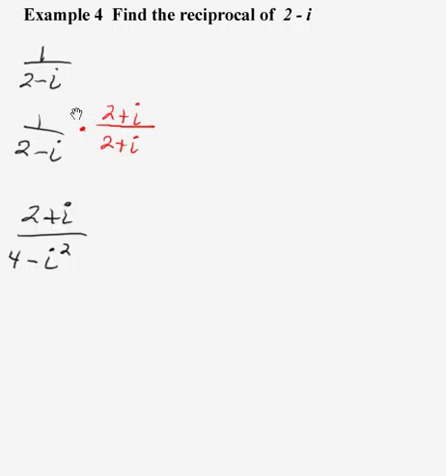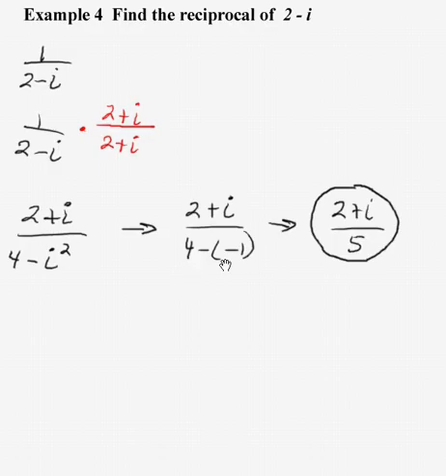In the numerator, that's 2 plus i. In the denominator, we do the first, that's 4. The last, which is negative i squared. Don't forget that i squared is the same as negative 1. And 4 minus a negative 1 is 5. So it seems a little strange, but 2 plus i over 5 is the reciprocal of 2 minus i in simplified form.